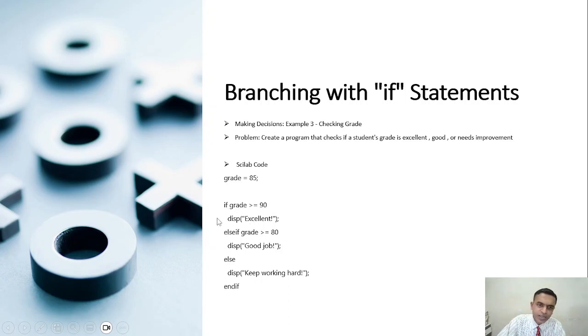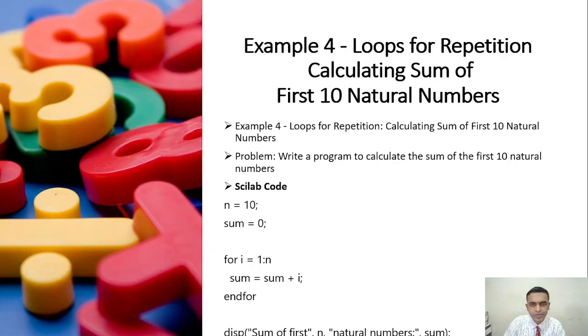If it is not, then it will come to the next: if it is greater than or equal to 80, meaning it is less than 90 but greater than or equal to 80, we'll say good job. Or else if it is less than 80, then we'll say keep working hard. And then you have to end the if, here end if. So here you see if, else, and end if. Okay, this is the code. Again, every line is closed with a semicolon. So this is the branching with the if statement.